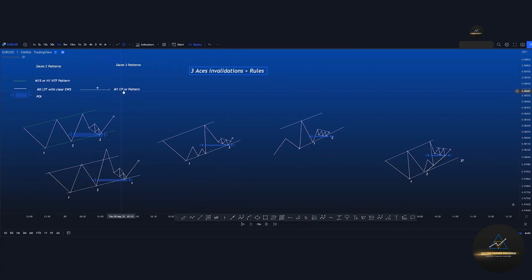Now, obviously, if you see a three aces with three patterns, all you need to do is just add an M1 compression or a pattern. And that's going to be just right here. It's going to be another compression on the lower time frame, and that will complete your third pattern. So that is really all what you need to be looking at, right? Very simple. Just follow these set of rules and you're good to go.